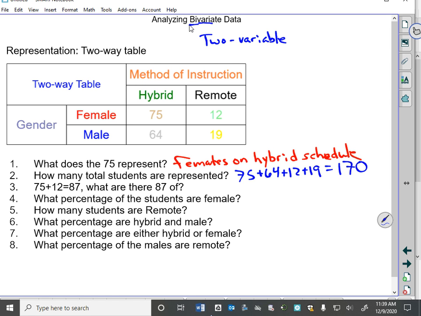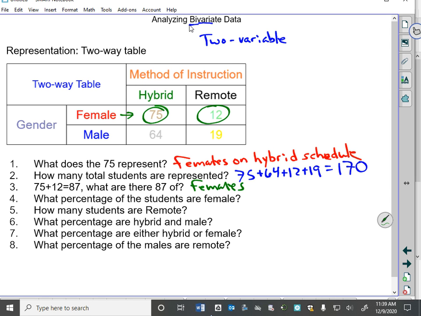Okay. In this next part here, it says 75 plus 12 is equal to 87. So here's the 75, here's the 12. When we add those together, we get 87. What are there 87 of? Well, both of those numbers are across from the female here, so this is our total number of females. So there are a total of 87 females represented in the data here.